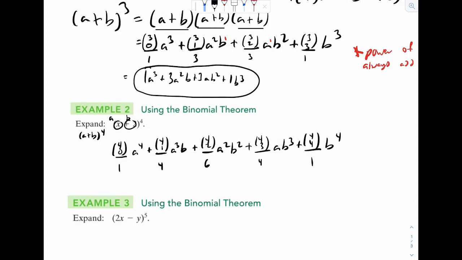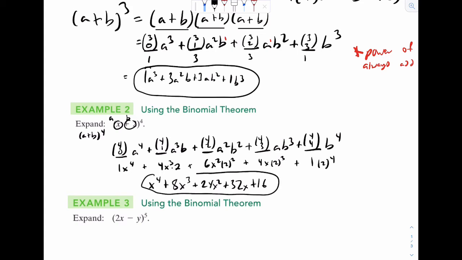Now we plug in A and B, so that's x to the 4th plus 4 x cubed, B is 2, plus 6 x squared, then 2 squared, plus 4 is x, and then B is 2 cubed, plus B to the 4th, so that's 2 to the 4th. Now simplify: x to the 4th plus 8x cubed plus 24x squared plus 32x plus 16.